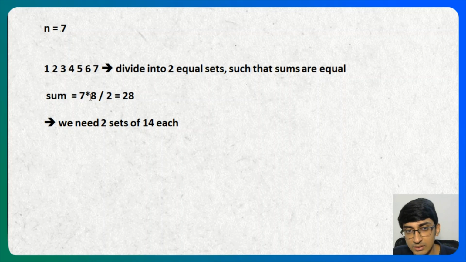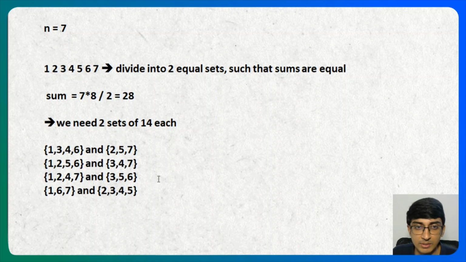Okay, so for example 1 2 3 4 5 6 7, I know that the total sum is going to be n into n plus 1 by 2, which is 7 into 8, 56, by 2, which is 28. So I need to divide it into 2 equal sets of 14, and you need to figure out how many ways there are of dividing into 2 equal sets of 14. That is what we need to figure out. So for example, in case of 7 itself, there are 2 equal sets. They need not have the same number of elements, by the way, but the sum has to be equal to 14 itself.